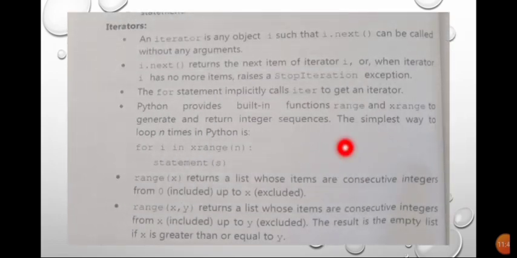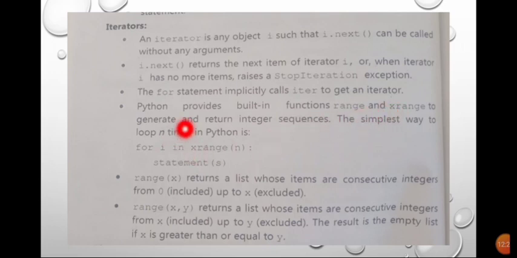So what do we mean by iterations or iterators? An iterator is an object I such that I.next can be called without any argument. I.next returns the next item of the iterator, or when iterator I has no more items, raises a StopIteration exception. So iteration means it is used to execute the next statement, and if no items are there, then the iterator stops, or the iterations stop. The for statement implicitly calls iterator to get an iterator.